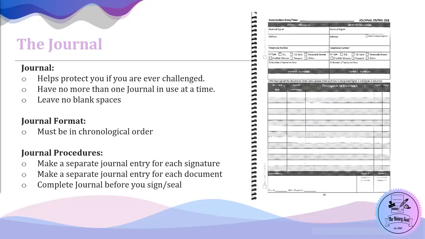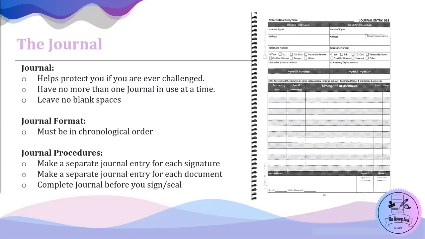Now, in terms of procedures, you should make a separate journal entry for each signature that you have, and a separate journal entry for each document. And you typically will complete the journal before you sign or seal the document that you're signing. So generally, when you first start, you want to go into doing the journal. We'll get into the order of how you proceed through the process a little bit later in the course. It won't be part of the pre-course though.